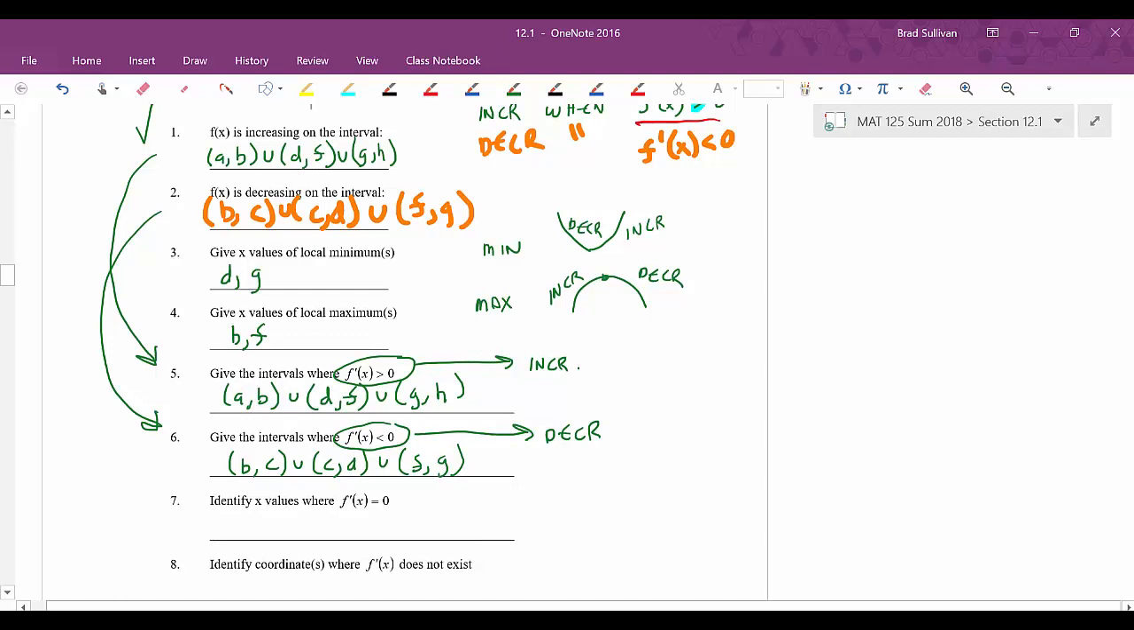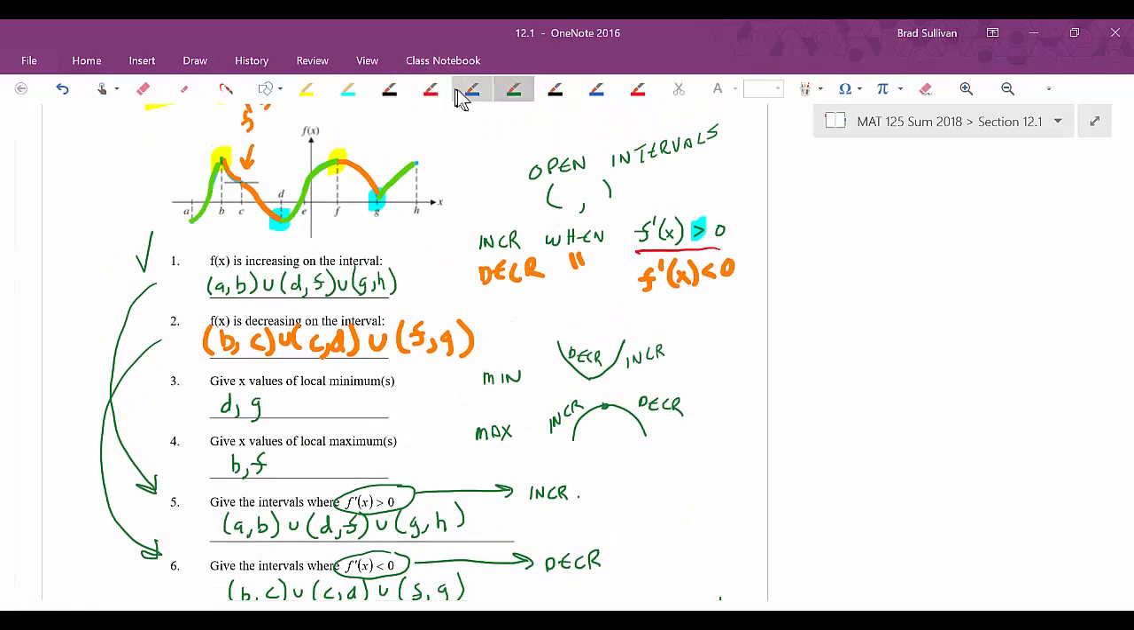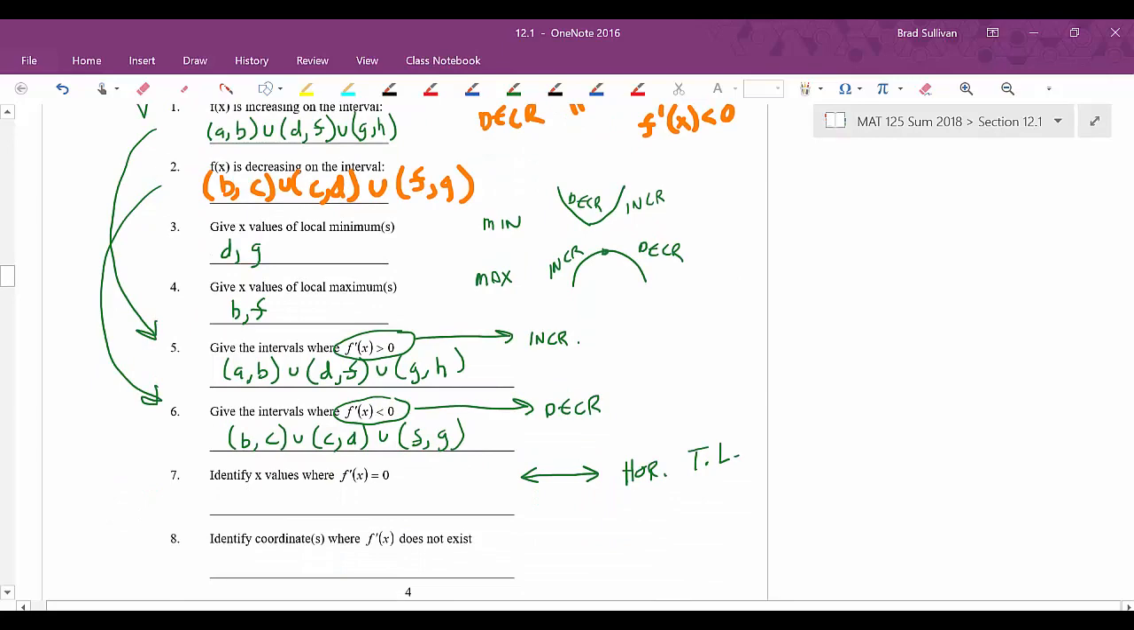Okay, now this next thing is, where is the derivative 0? Okay, well that would be wherever the tangent line is horizontal. So you have this horizontal tangent line, and if we go back and look at our graph, well, let's see, that horizontal tangent line is going to occur right there. That's one place at F. Another place would occur at D, and then the third place would occur here. So it would be C, D, and G.